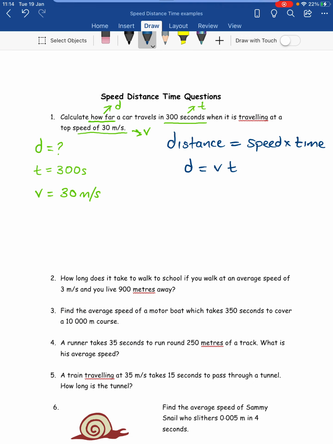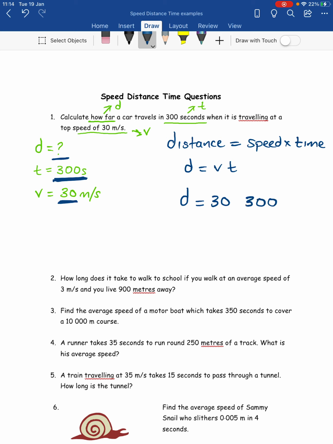After you've written the equation, we can then take the numbers on the left hand side and put them into the equation. So we don't have a number for distance. So distance just stays as a letter D. Instead of writing V for speed, I'm going to write in the number for speed, which is 30. So that goes in there. Instead of writing T for time, I'm going to write the number that I've been given from the question, which is 300.